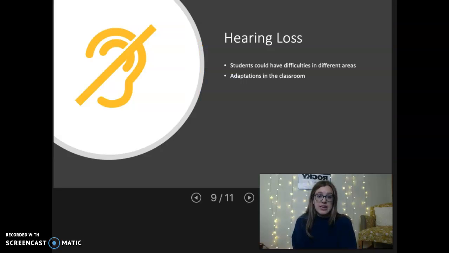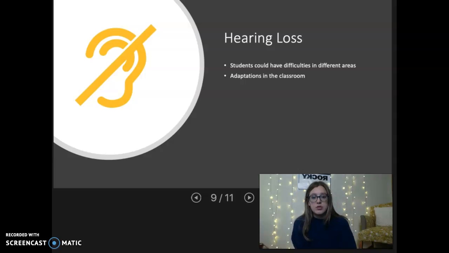The next disability is hearing loss. A student could have difficulties in different areas when it comes to hearing loss. So the student could have difficulties speaking, reading, or writing. Some adaptations in the classroom could be lip reading, having very little background noise in the classroom, so that if they do have a hearing aid or a cochlear implant, it's not muffling the sound of voices with background noise, and also learning some ASL so that you can assist them by using sign language.